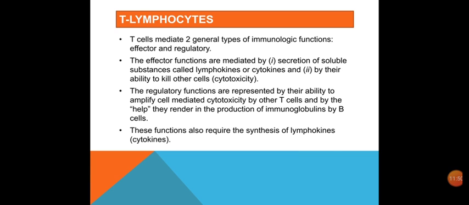T lymphocytes mediate two general types of immunologic functions, effector and regulator. The effector functions are mediated in two ways. The first, secretion of soluble substances called lymphokines or cytokines. Second, by their ability to kill other cells by cytotoxicity. The regulatory functions are represented by their ability to amplify cell-mediated cytotoxicity by other T cells and by the help they render in the production of immunoglobulins by B cells. These functions also require the synthesis of lymphokines or cytokines.